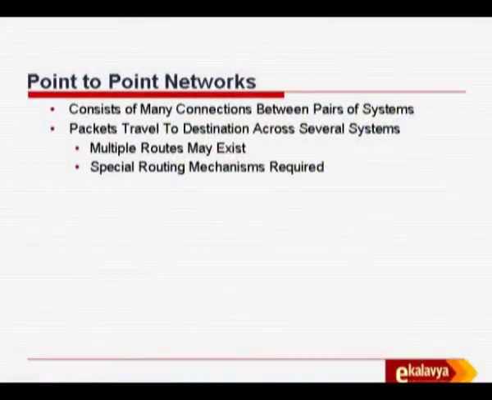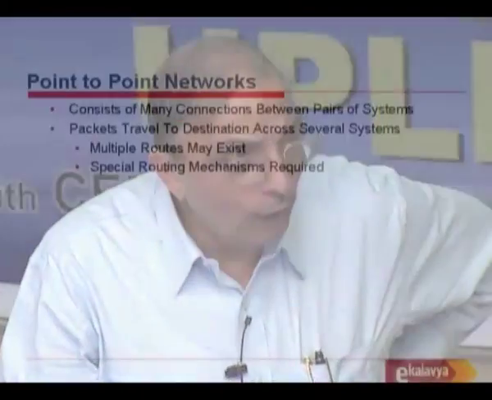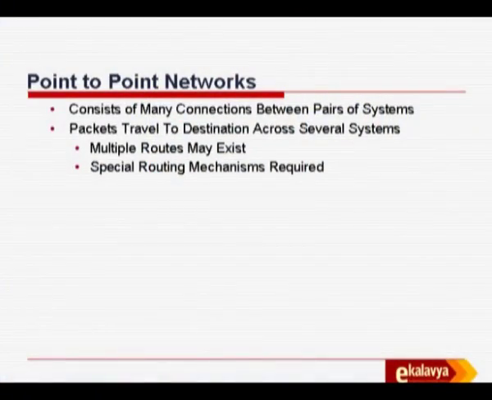Clearly, when the packets have to travel across several systems, there may be multiple routes. For example, my phone call, instead of going to Calcutta via Delhi, might be routed via Nagpur, or via Chennai. If there are multiple routes, the telephone service provider will decide which is the most optimum way to take my package to the final destination. But if you have to do that, you will require special routing mechanisms. So you have a thing called a router, which says, okay, these packets will go this way, these will go this way. This will have to be incorporated. Everything clear so far? Okay.